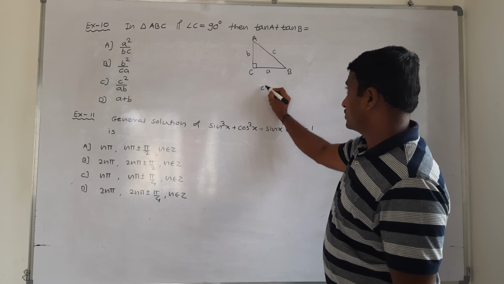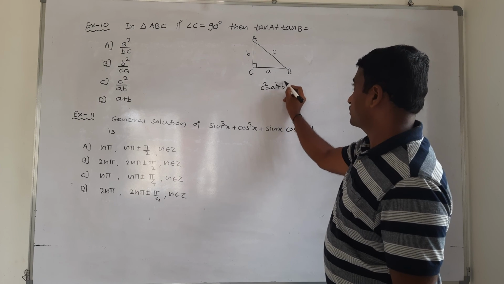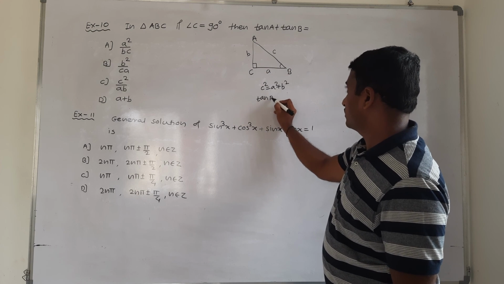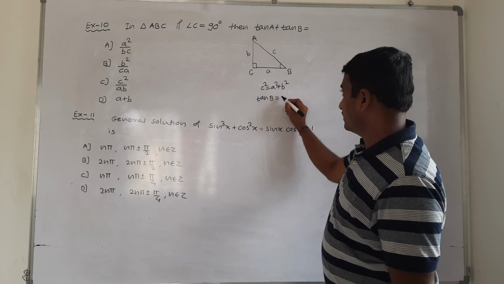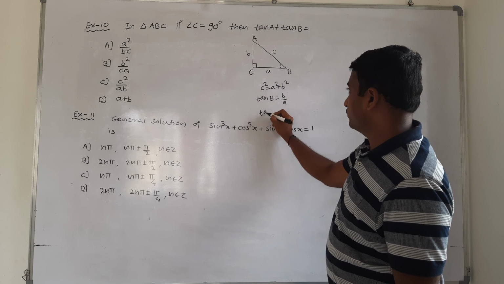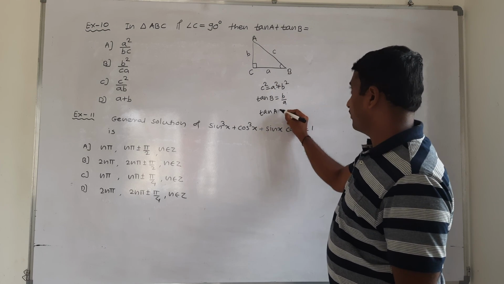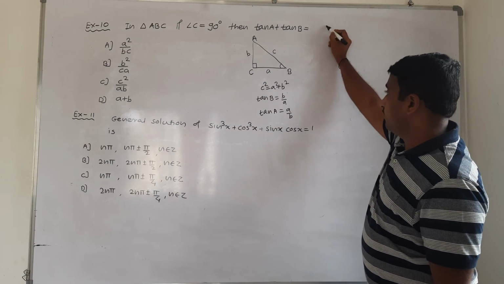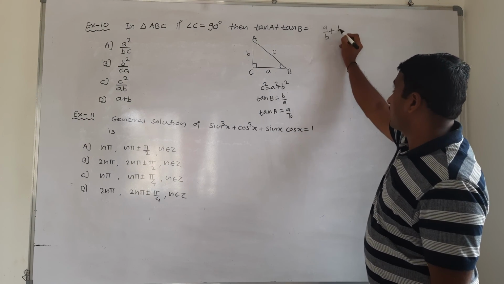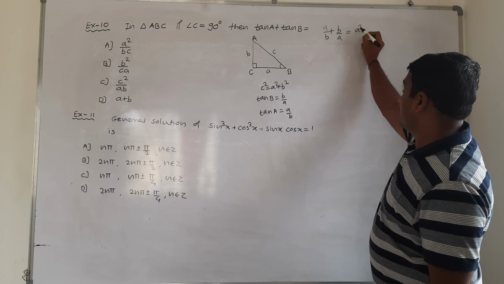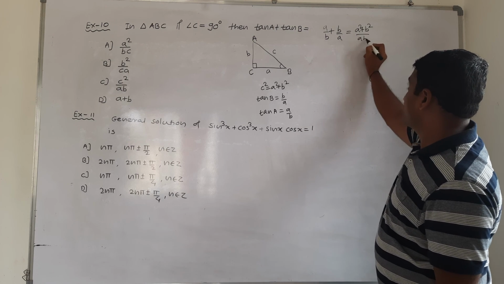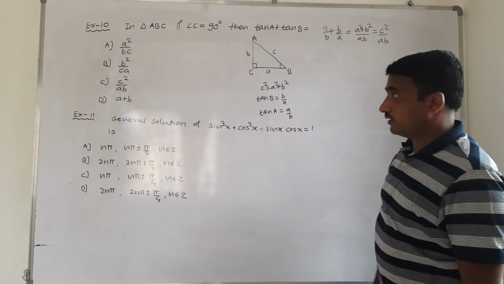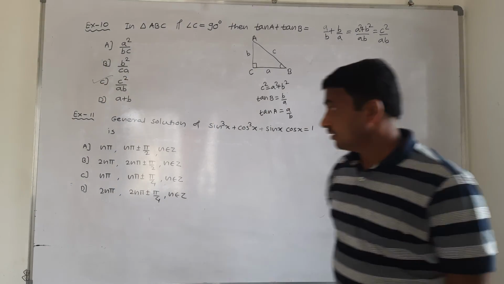Therefore by Pythagoras, c² = a² + b². And for this angle, tan B is equal to opposite b upon a, and tan A is equal to opposite a upon b. What is asked? Tan A + tan B, addition of these two: a/b + b/a, that is (a² + b²)/ab. a² + b² is c², so c²/ab. That is option C. Next example.